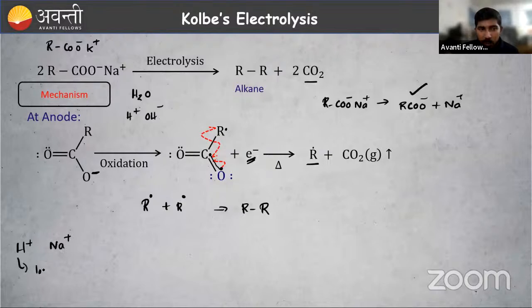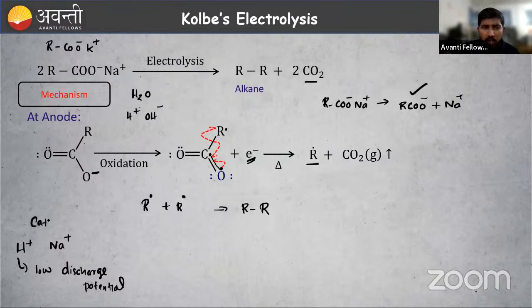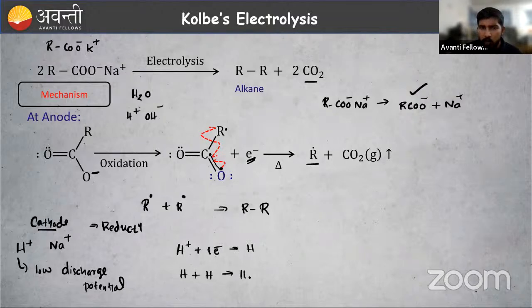Here H plus has low discharge potential. In electrochemistry, you will study about this. So H plus will move fast towards our cathode. So the cation is moving towards our cathode. Then at the cathode, what is happening? Red cat: reduction is taking place at our cathode. Reduction, that is OIL RIG: oxidation is loss of electrons, reduction is gain of electrons. So H plus will accept one electron to form hydrogen. Then hydrogen and hydrogen combine to form H2. So what is formed at the cathode? Hydrogen gas.